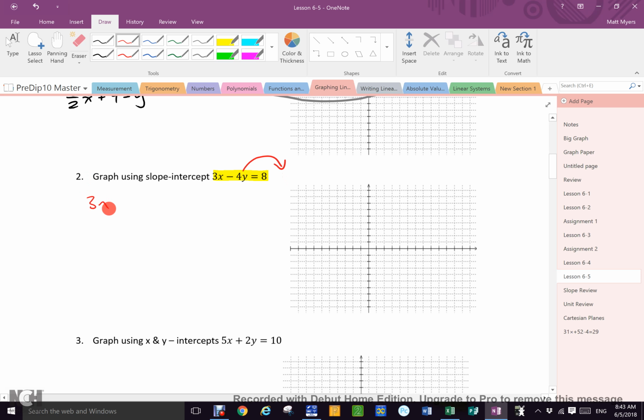So I would have 3x equals 4y plus 8. Is y isolated? No. What has to happen now? The 8's got to come over here. 3x minus 8 equals 4y. Now what? Divide by 4. 3/4 x minus 2 equals y. We can graph that in 2 seconds. Down 1, 2, up 1, 2, 3, over 1, 2, 3, 4. Graphed. Is everybody good?